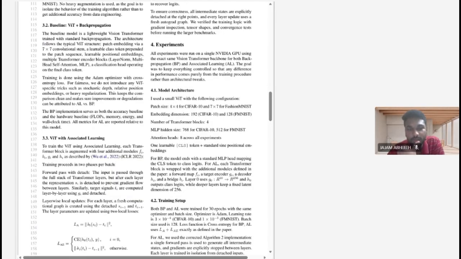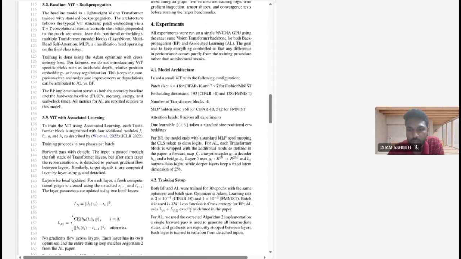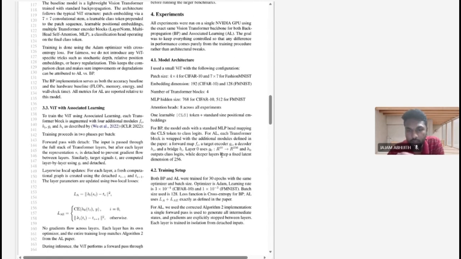Let me also tell you about how metrics were evaluated, because we wanted it to be really comprehensive here. We evaluated along two axes: statistical performance and hardware behavior. For statistical metrics, we tracked top one accuracy, that's the primary metric. We also looked at convergence speed by plotting accuracy versus epoch curves. And for associative learning specifically, we monitored the evolution of the two local losses throughout training to make sure they were behaving as expected. As for hardware metrics, and this is a very important one.